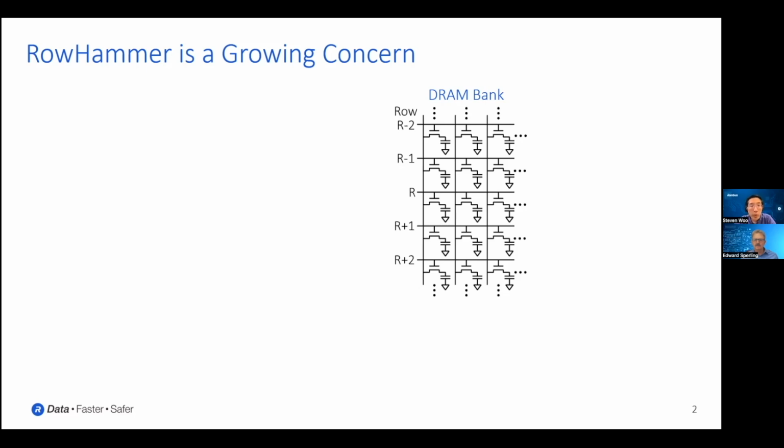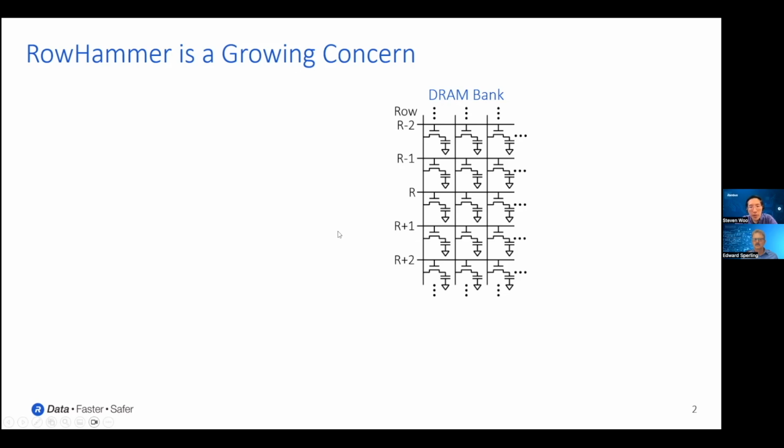Here, I'm going to explain what the rowhammer problem is. What we're seeing right here are rows of a DRAM array that are part of a DRAM bank. We've labeled these rows row R, and R minus one and R plus one are the nearest neighboring rows to row R. And of course, R plus two and R minus two are the neighboring rows of those neighbors.